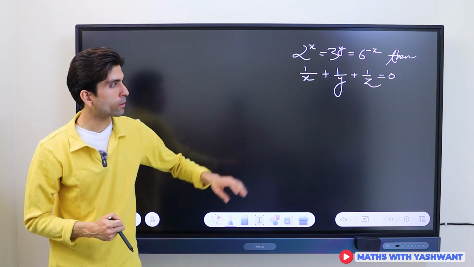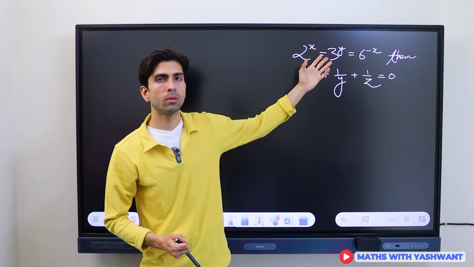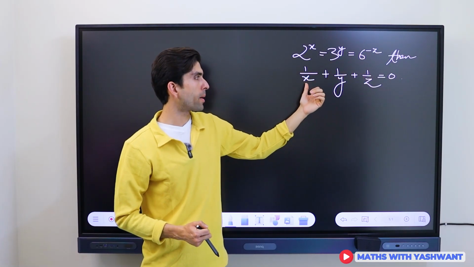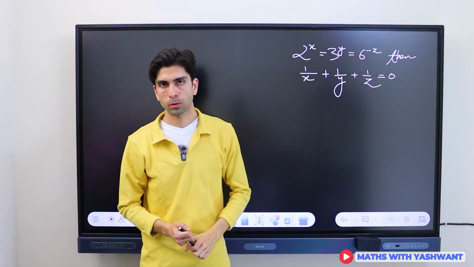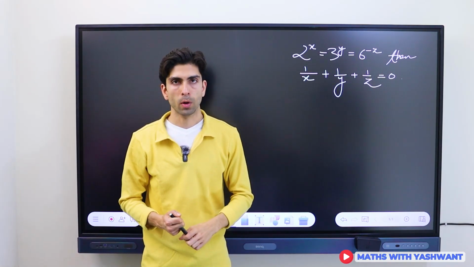So coming back to our next question of today's session, we have 2^x equals 3^y equals 6^(-z). Then we have to prove that 1/x + 1/y + 1/z is equal to 0. Now the same working rule applies for this question as we did for the first one.